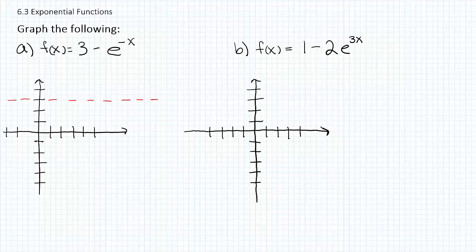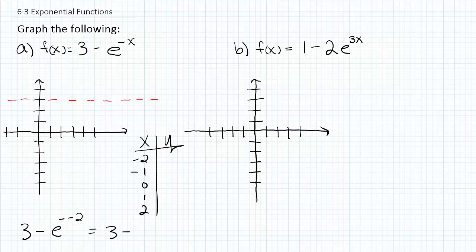Now let's go ahead and try to plot some points, right, to finish up the graph. So some good points to use, as always, are things like -2, -1, 0, 1, and 2. Okay, so let's go ahead and put in -2 and see what we get. So we'll have 3 minus e to the negative 2 power. That's the same as saying 3 minus e to the second power, which if I evaluate with my calculator, will become approximately -4.4.